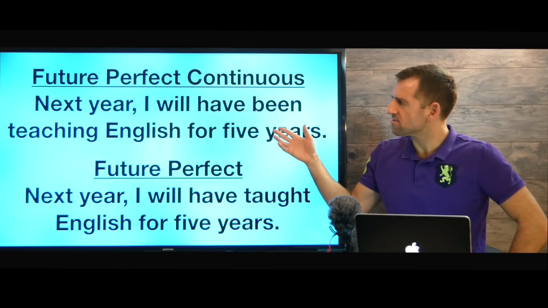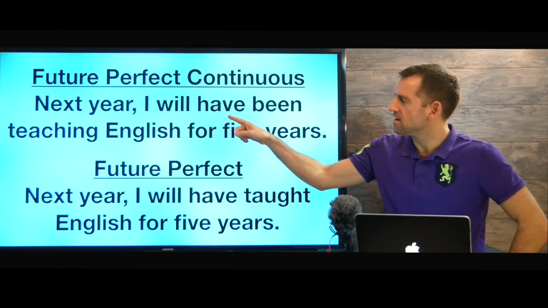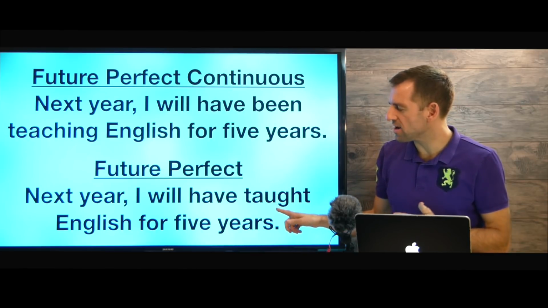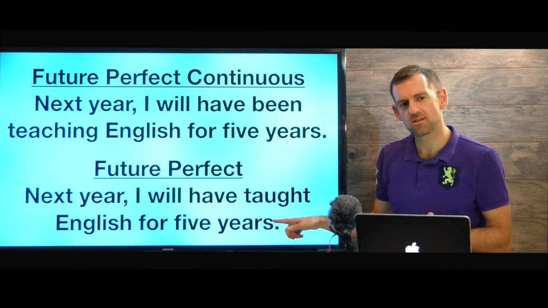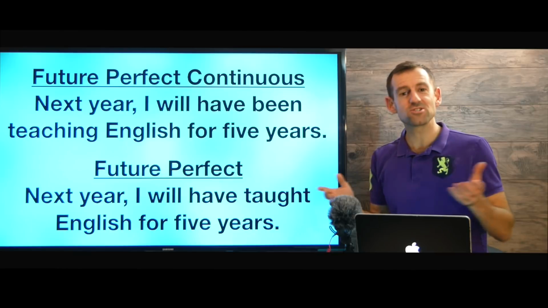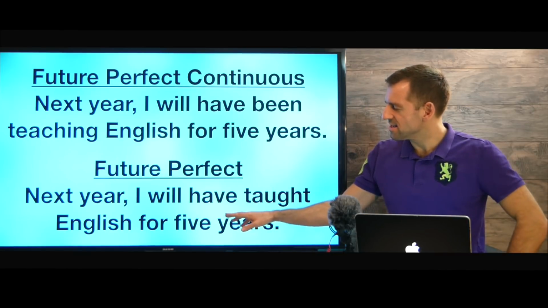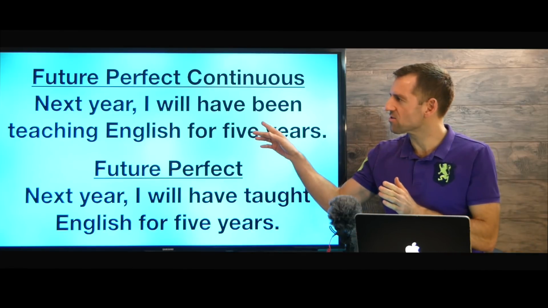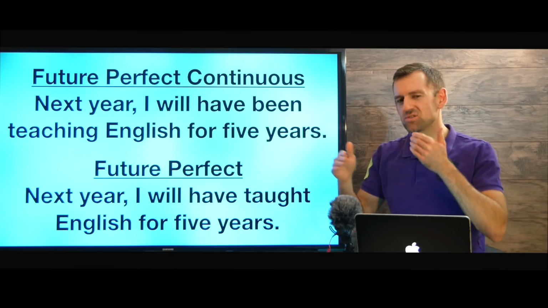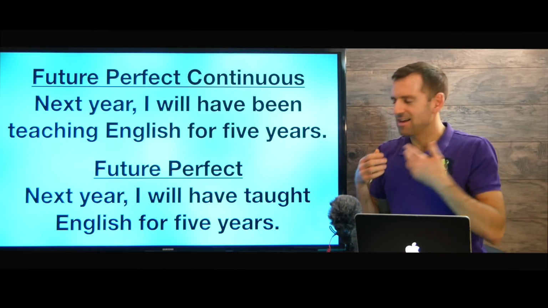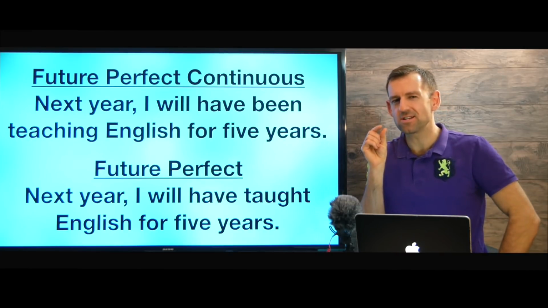Okay, now what's the difference between the future perfect continuous and the future perfect? Next year I will have been teaching English for 5 years. Next year I will have taught English for 5 years. What's the difference between each of those? Well, they're pretty much the same thing. Here we're seeing the 5 years as one event. Okay, and here we're seeing the 5 years as sort of a process. Okay, I mean, in reality, they both mean basically the same thing. There might just be a very small difference.